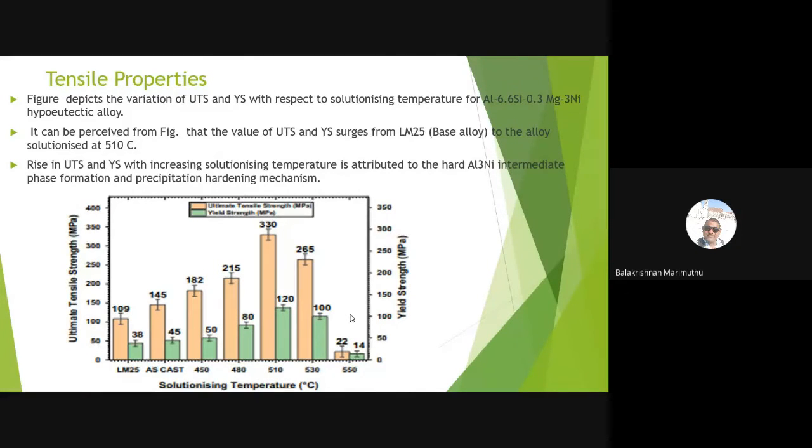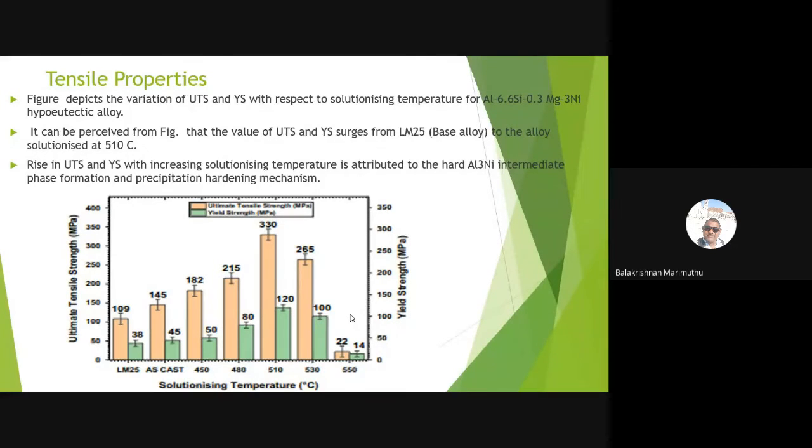Sir, sorry for the interruption. Yes, sir. The decrement in hardness and strength could not be attributed to the casting defect. That could possibly be the coarsening of the precipitate. If the aging temperature is greater than 400 or 450 degrees Celsius, then there could be a coarsening of precipitate. That might be the reason for the reduction of hardness and strength. This is how I have read in some of the literature.